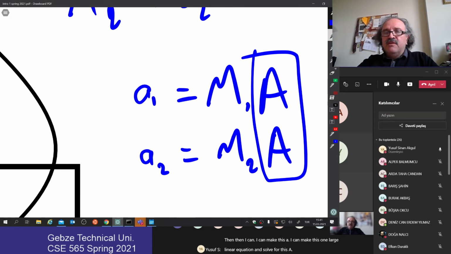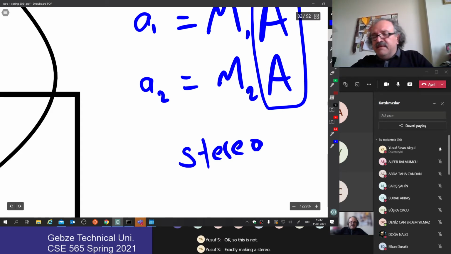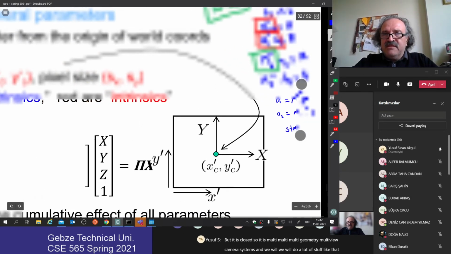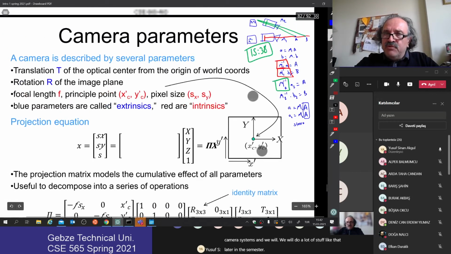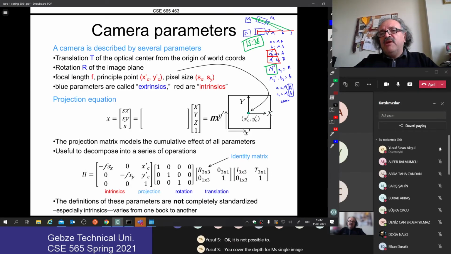Okay, so this is not exactly making a stereo system, but it is close. So it is multi-view geometry, multi-view camera systems, and we will do lots of stuff like that later in the semester. It is not possible to recover the depth from a single image, but if you have more than one image of the same scene, then yes, it is possible.